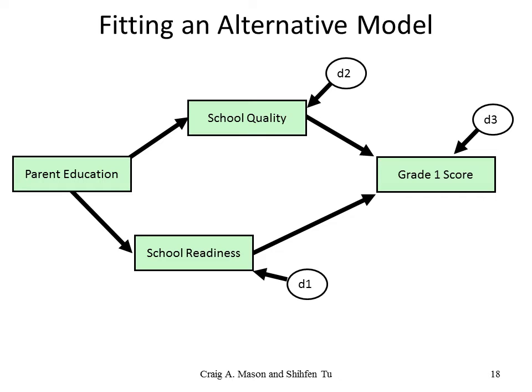The question then becomes, how well does this model fit the data? One can go through the same process again, estimate the path coefficients, and then use those path coefficients to attempt to recreate the correlation matrix as closely as possible. The same fit indices can then be used to measure or describe how well this model fits the data.